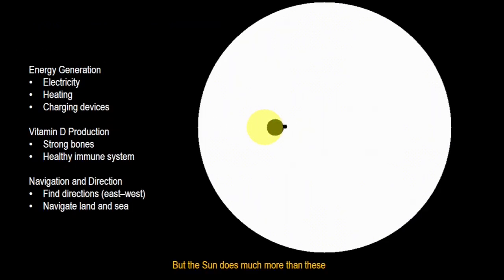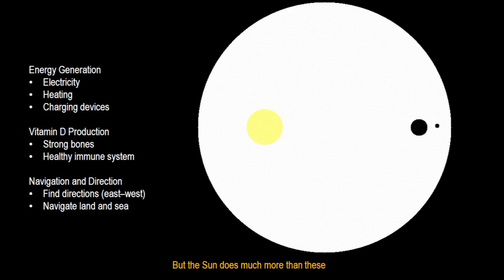The sun is important for energy generation, the cleanest energy ever. It converts solar energy to electricity, which we use for heating, for charging devices, for industries, and for powering our devices in general.